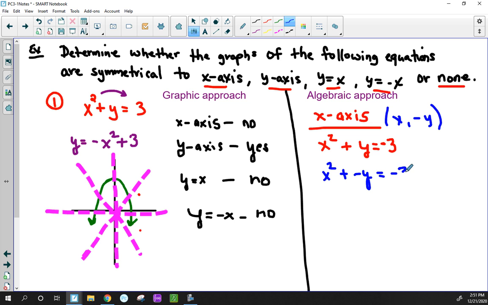And then anytime you see a double sign, you can change it. So that should say x squared minus y equals negative 3. And then you pause and you ask yourself the question, is the original equation exactly the same as the new equation? It is not. The sign has changed here. And so this one does not have x-axis symmetry. Well, we knew that from the graph. This is the algebra way of proving it. Next, we'll do y-axis symmetry.